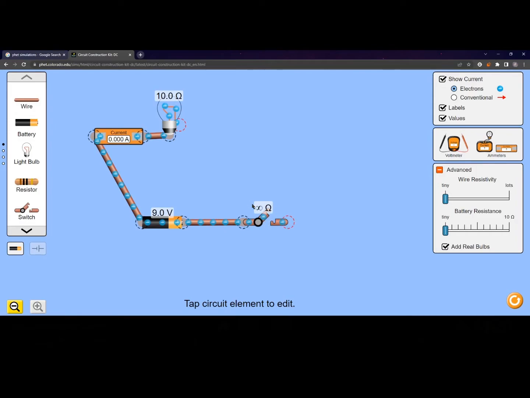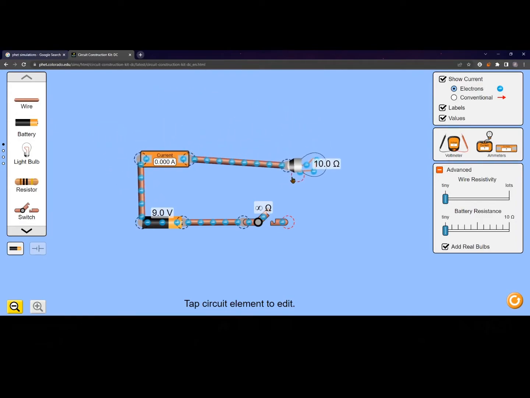Why? Because the resistance is too high. Consequently, the current is going to be zero. As you can see right now, the current is zero. Oh, the bulb is turning. All right, there you go. Yeah, that's bulb number one, right? There we go. Let's take another bulb and let's connect them in series, right?